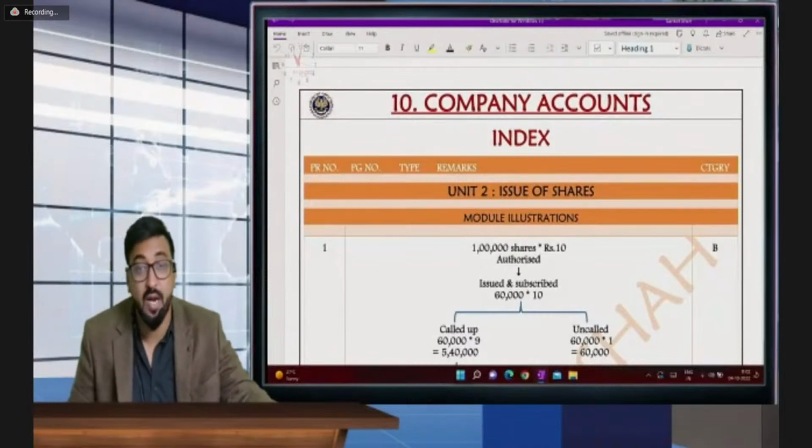Today we are going to start with Debentures chapter. But before starting Debentures, let's quickly revise all concepts of issue of share capital. Quick revision of next 10 minutes.